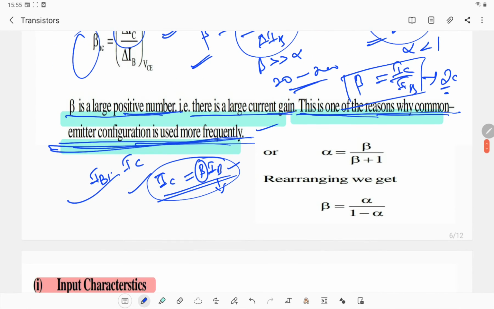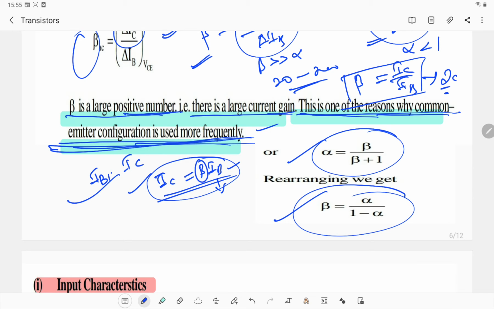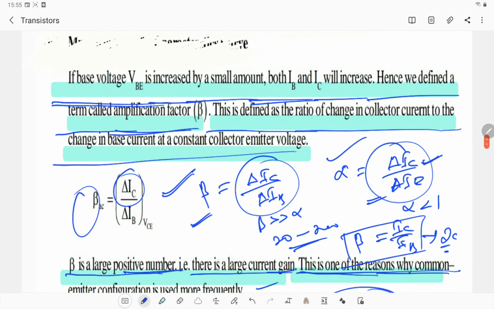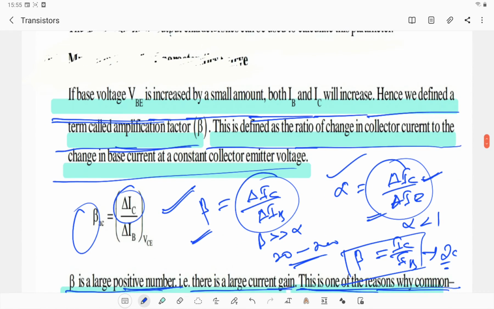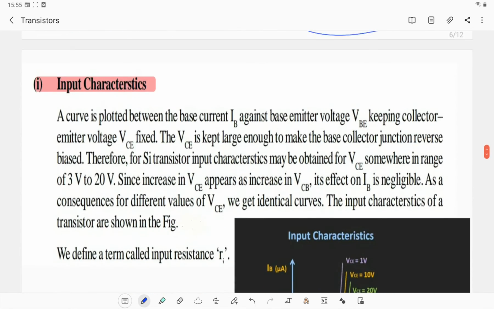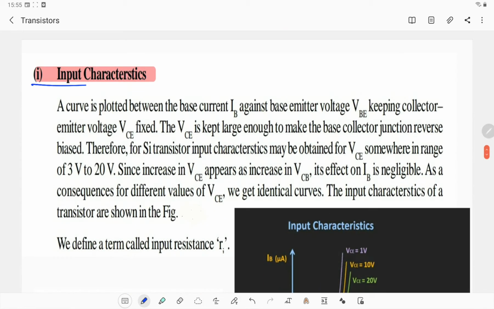And there is a relation between alpha and beta. Alpha is equal to beta by beta plus 1, and beta is equal to alpha by 1 minus alpha. This is the common emitter configuration. In this common emitter configuration, we have to learn about input characteristics.